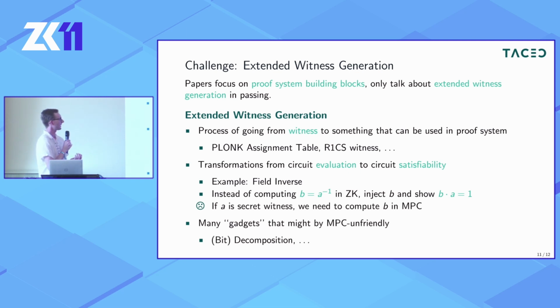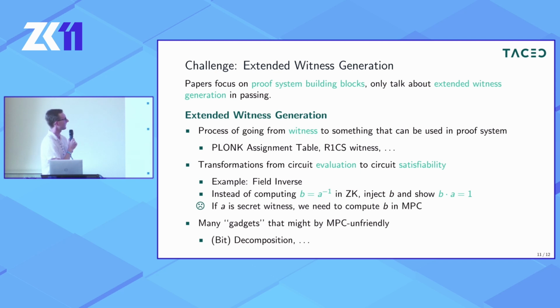And if you think about something like ZKML, the actual input to a machine learning model is usually very small, but the whole execution trace might be multiple gigabytes in size. So this is a very large difference between the actual input and the full extended witness.